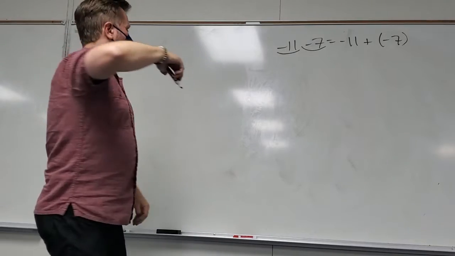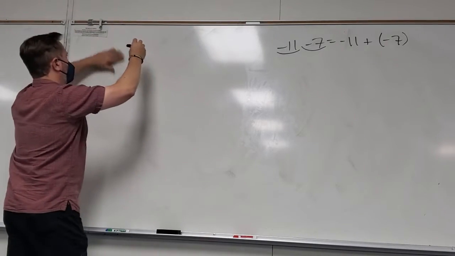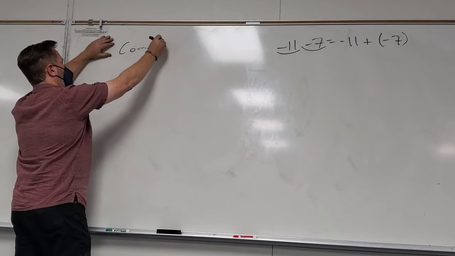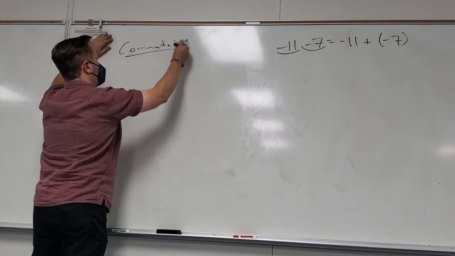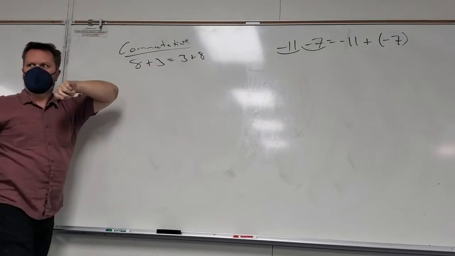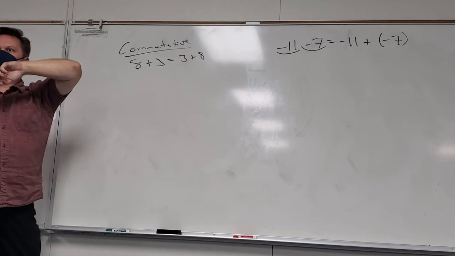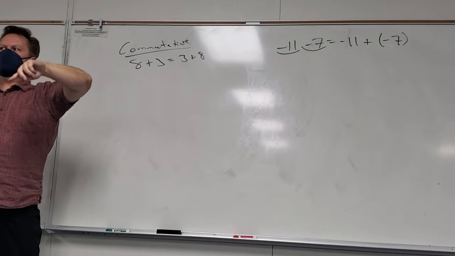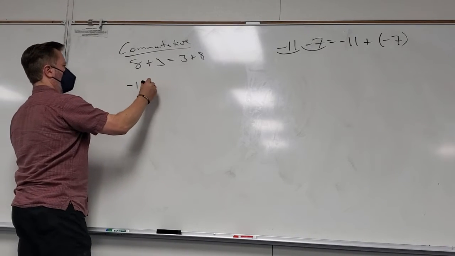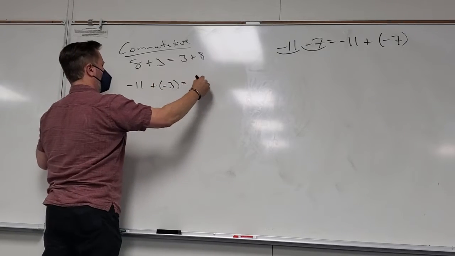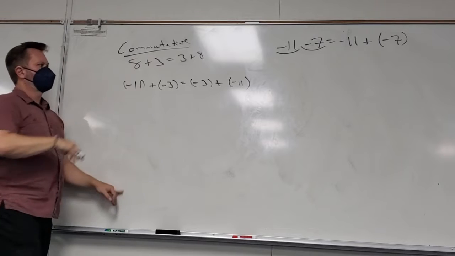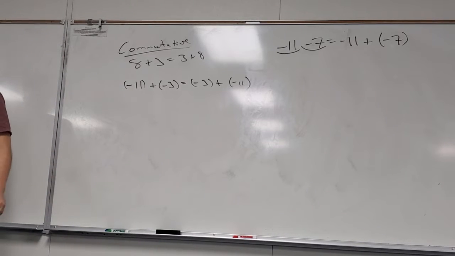Okay, what about commutativity? What did it take to be commutative? You can change the order. Yeah. So the simple one would be 8 plus 3 is the same thing as 3 plus 8. Are integers commutative under addition? Is this the same thing? Yes, of course it is.